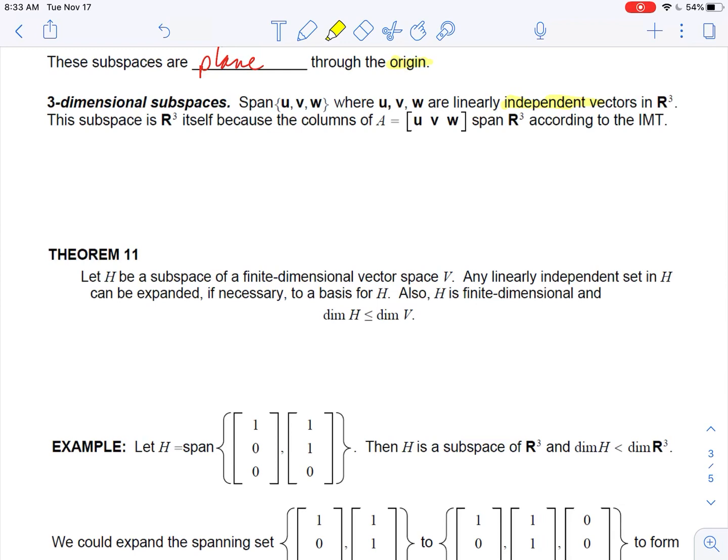All it's saying is that if we have a basis for V, then there has to be a basis for H. Also, H is finite-dimensional, and the dimension of H is always going to be less than or equal to the dimension of V, which makes sense because it is a subspace.